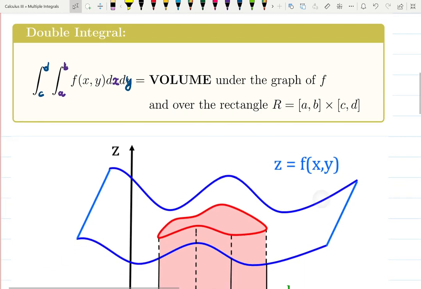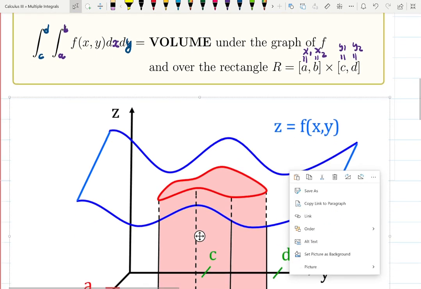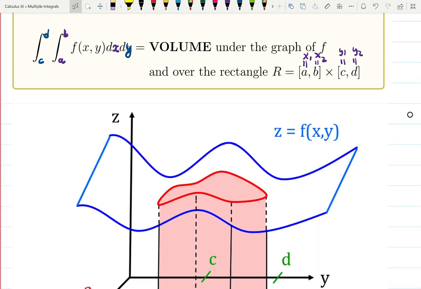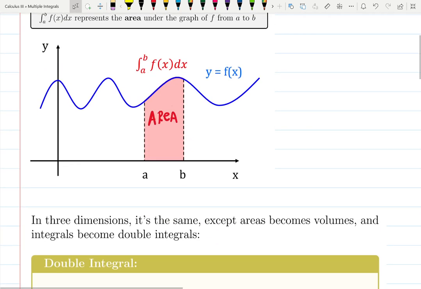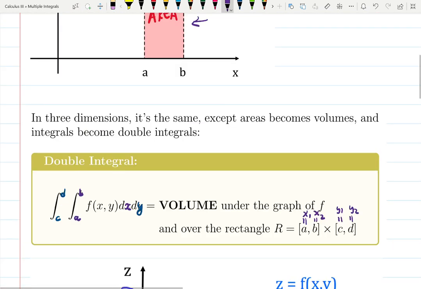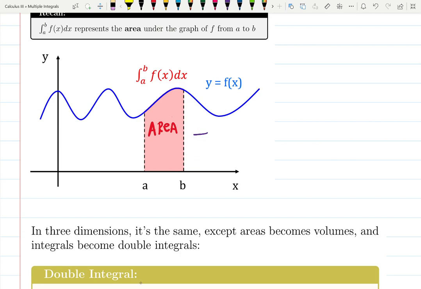So, a rectangle here, this is x. X is from x1 to x2, so x is from A to B, and then y1 and y2, so y is from C to D. And that's how you build a volume under the 3D shape, under the graph in 3D, and over the rectangle R. So it's not a shadow like in 2D. Now it's basically a shadow in 3D. So that's the idea. Makes sense.